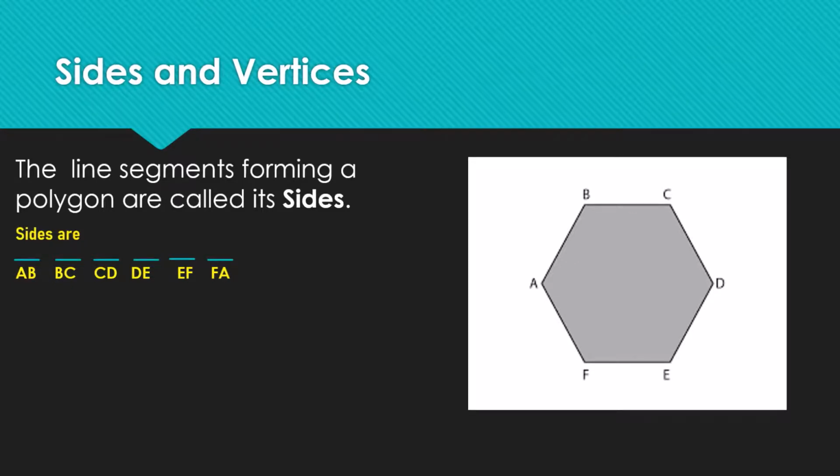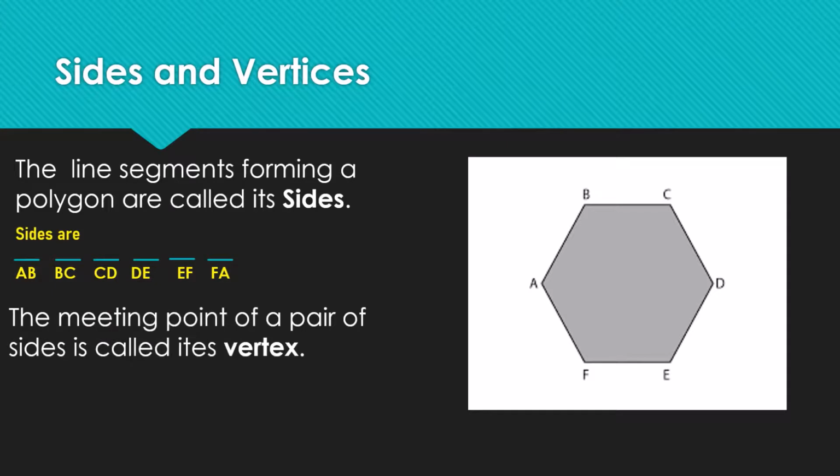Now, what are the vertices? The meeting point of a pair of sides is called its vertex. So, the vertices are A, B, C, D, E and F. I hope it is clear with the figure also. A, B, C, D, E and F.